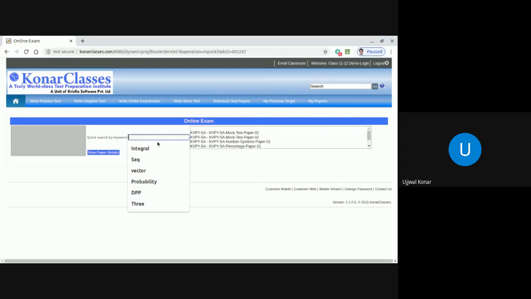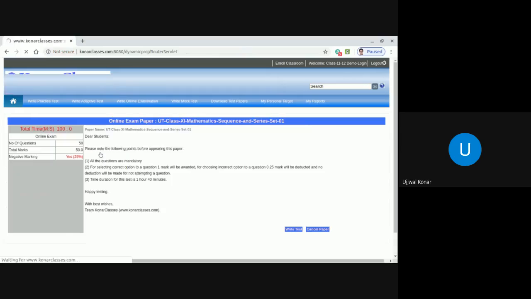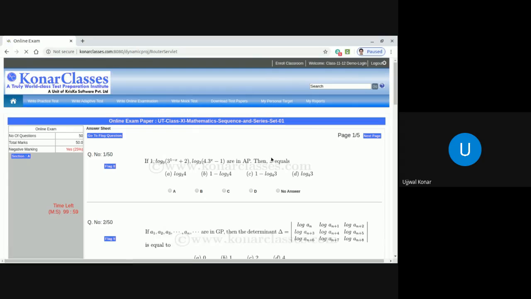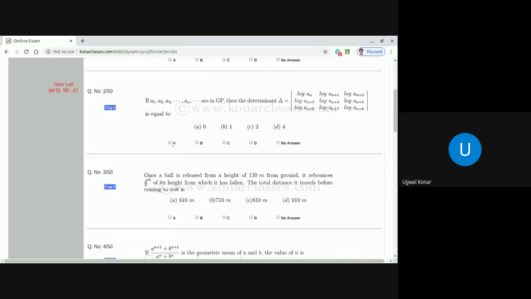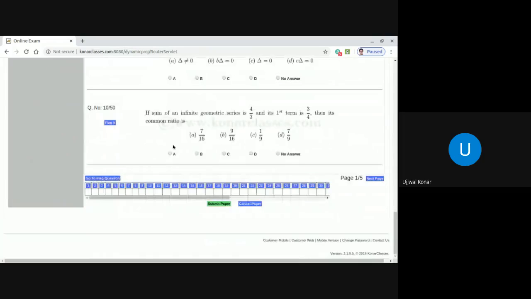So here you write, sequences, for example. Then you go with unit test, sequence and series, set 1. This is a time-bound test. And if you click here, you see these are the questions. There are 50 questions, and you need to answer those 50 questions in 100 minutes. And here there is negative marking, and you can look into the relevant video lectures to understand about the unit test.